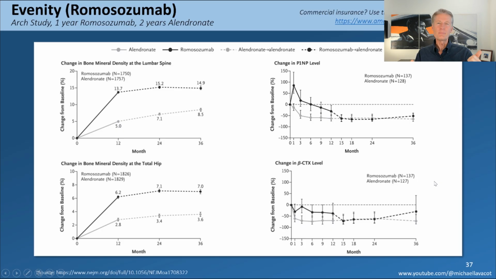Now, I talk about them a little bit more in the Prolia presentation, because you really need to look at those bone markers when you transition from drug to drug. But these are real nice, handy references to have. So I put these in here.